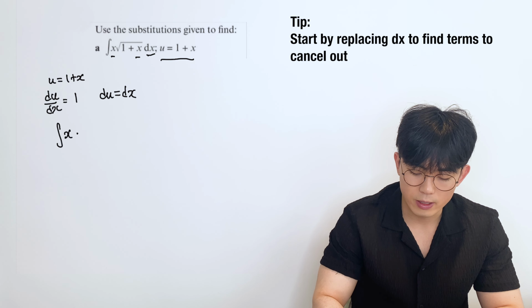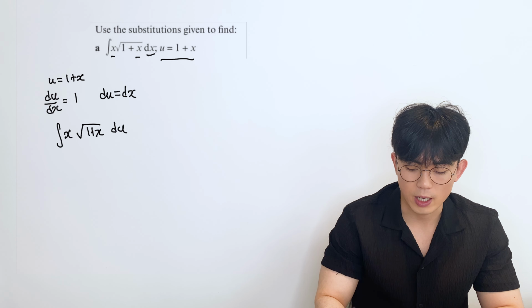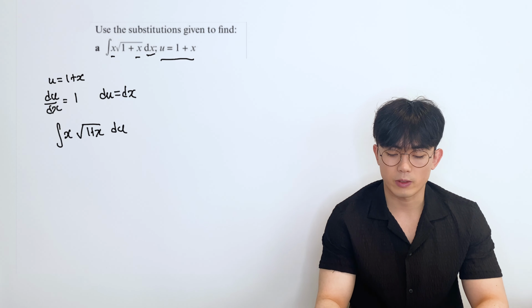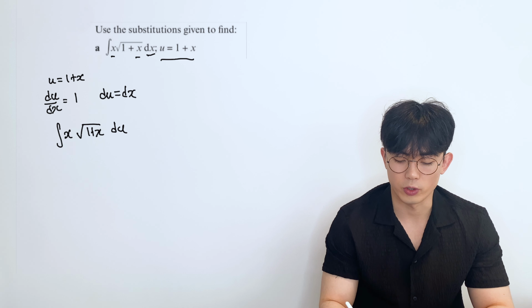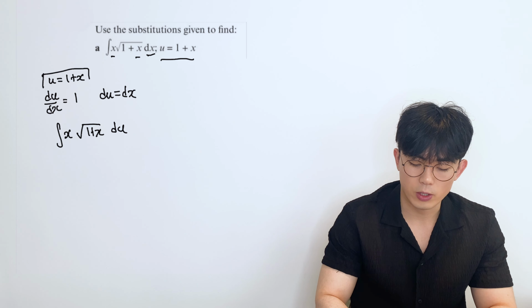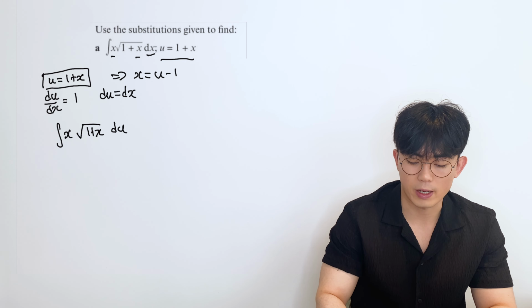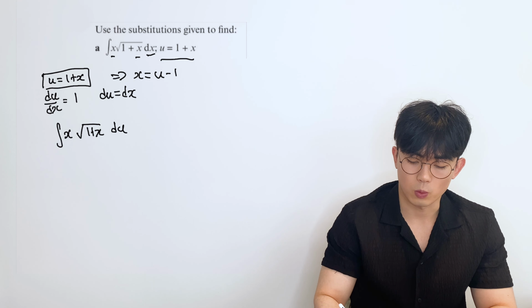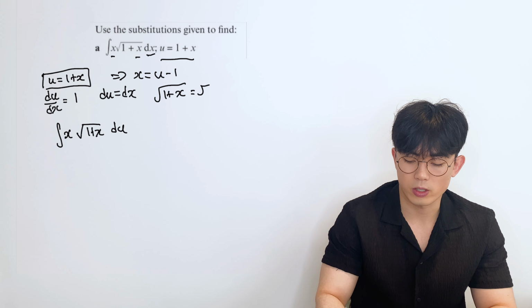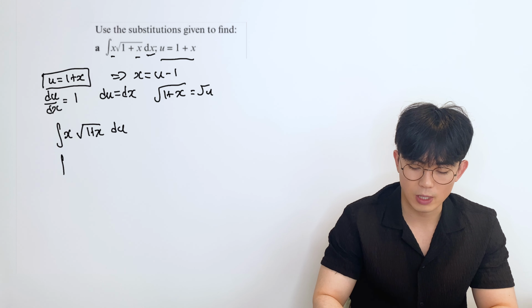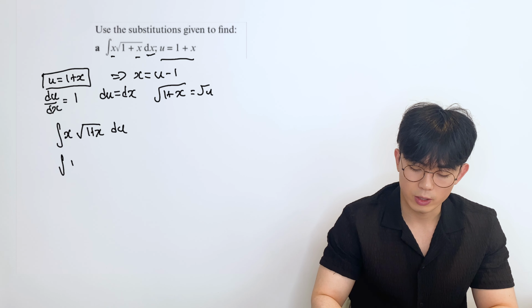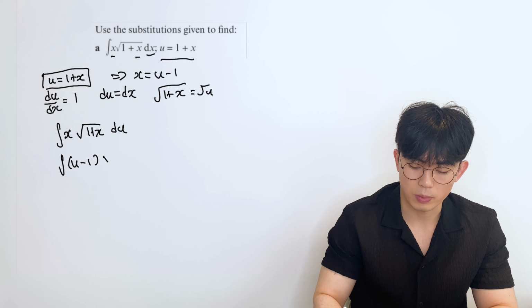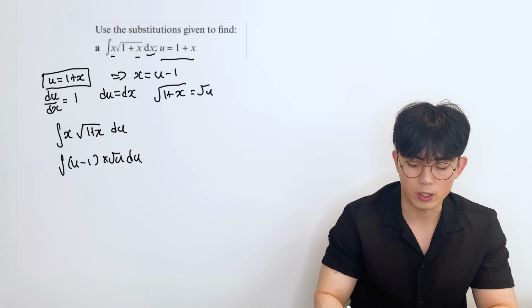So I'm going to replace that first. It's going to be x times root 1 plus x times du now. Right, next thing is we now replace this x and this root 1 plus x. So going from this initial substitution here, if I was to rearrange it, then x will just be equal to u minus 1. And the root of 1 plus x is just the root of u. So this will now rearrange to u minus 1 multiplied by the root of u du.